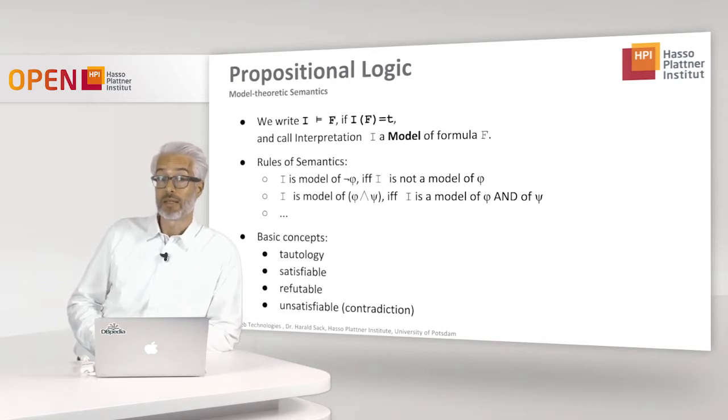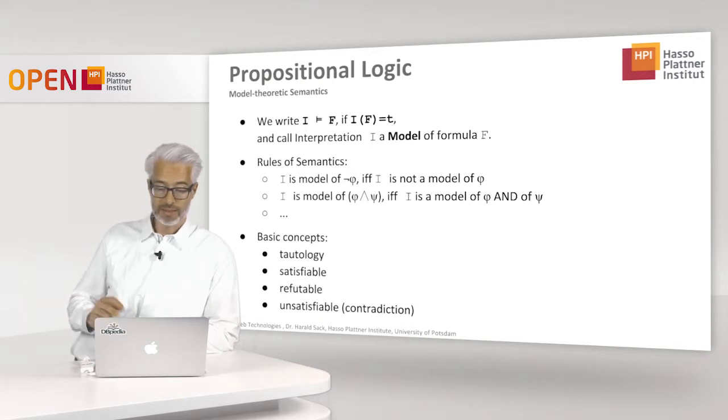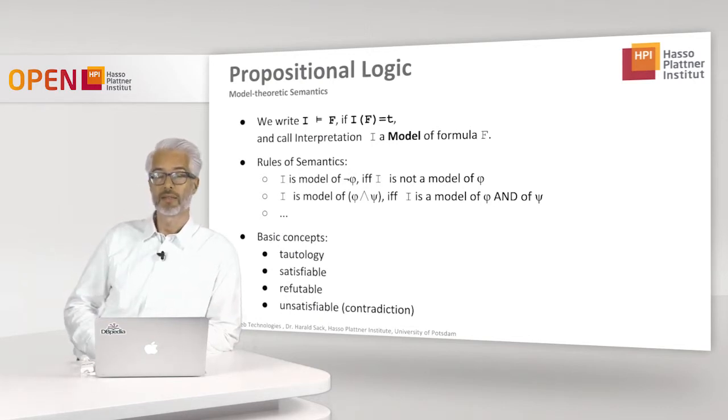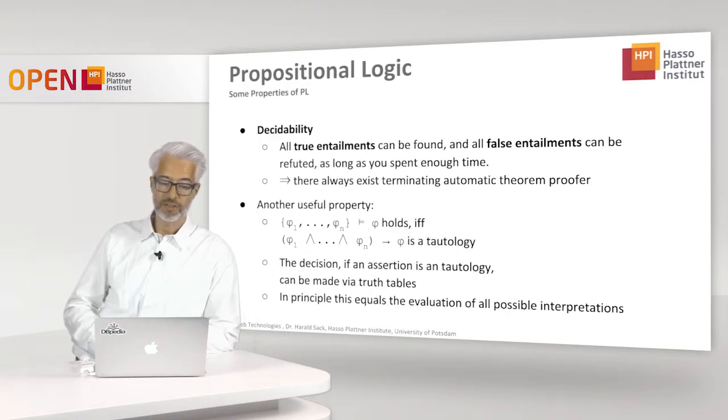And then on the other end, we can also say a propositional formula is unsatisfiable if there does not exist a single model for that formula. So then it's a contradiction. So these are basic concepts that you have to keep in mind and that will reoccur later on in the course of the lecture.